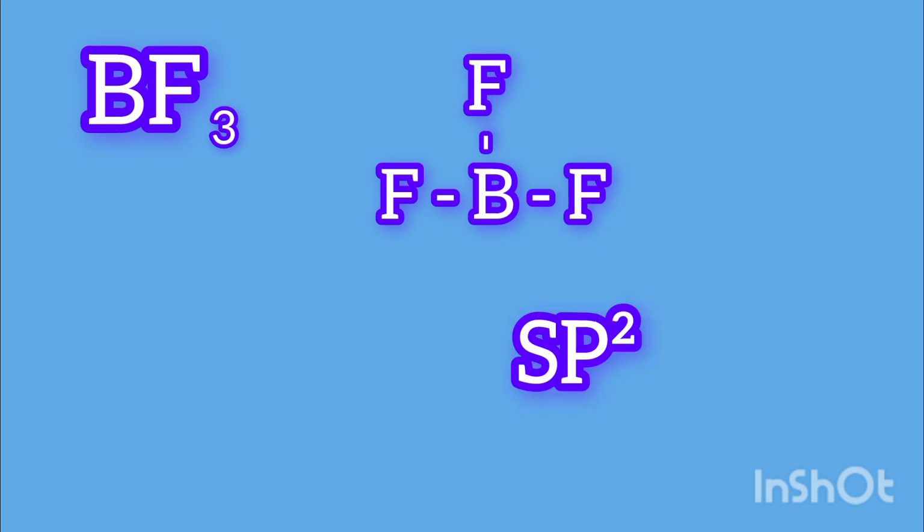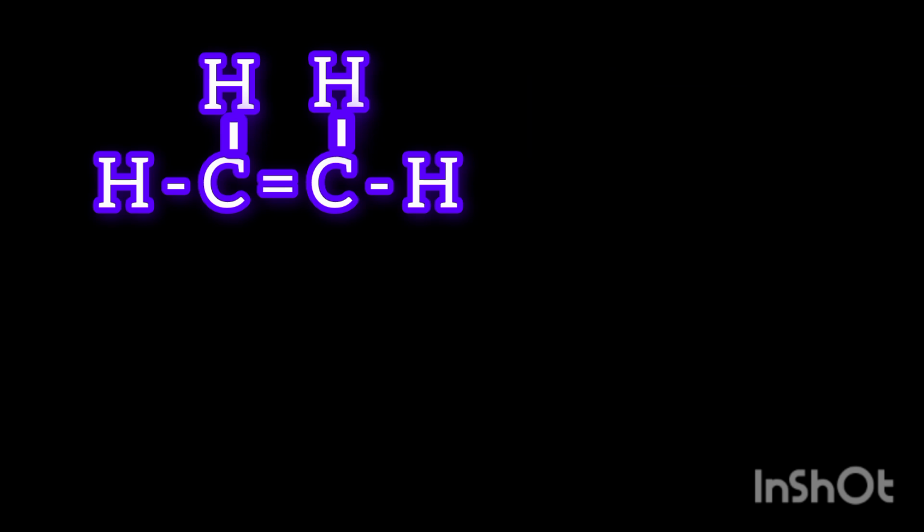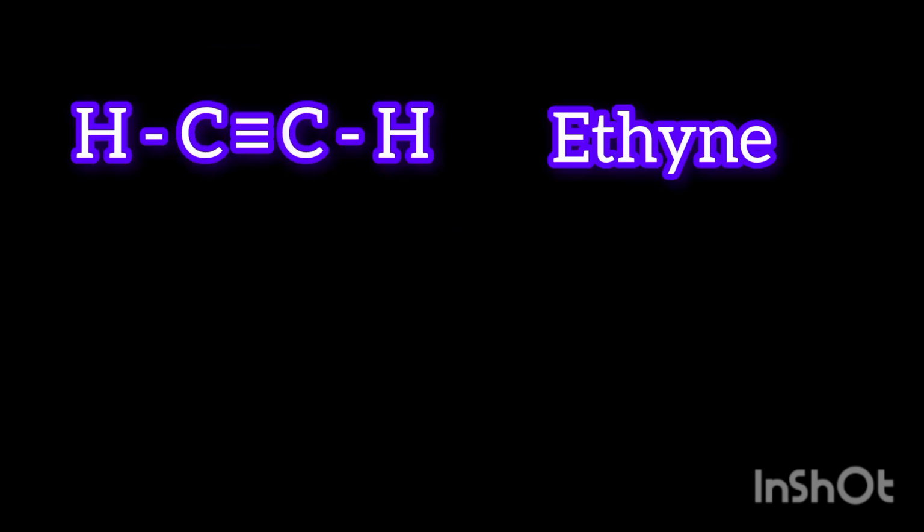It is sp2. Around each carbon in ethene there are 3 sigma bonds. Therefore, the hybridization of each carbon becomes sp2. There are 2 sigma bonds around each carbon atom. Therefore, the hybridization of carbon is sp.